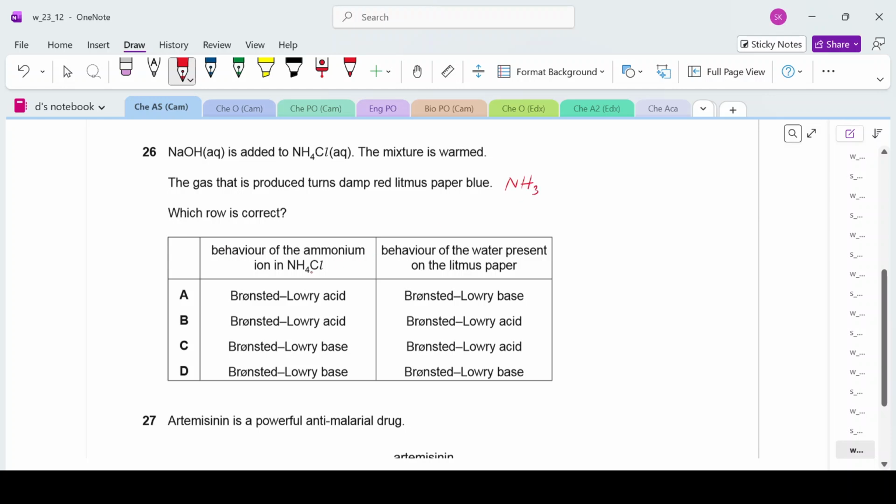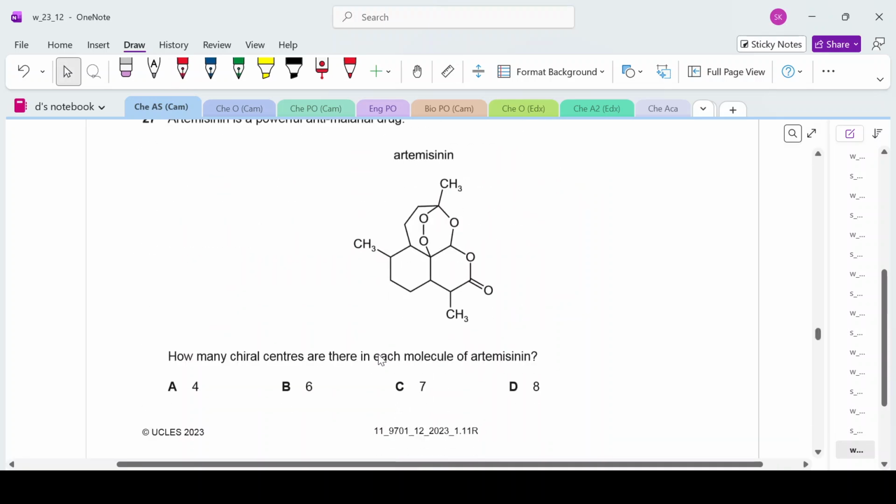So, the behavior of the ammonium ion: it is an acid, a Bronsted-Lowry acid. So the answer must be between A and B. Now the behavior of water. The ammonia released then reacts with water. In this case, ammonia is the conjugate base. Sorry, they're asking for the water. So it is a Bronsted-Lowry acid, the water is donating a proton. So the answer is B. 26 is B.